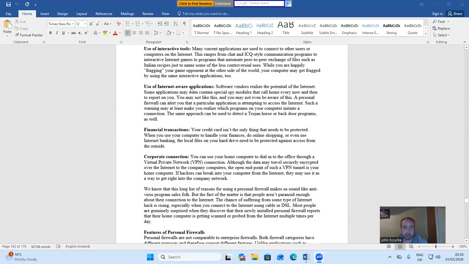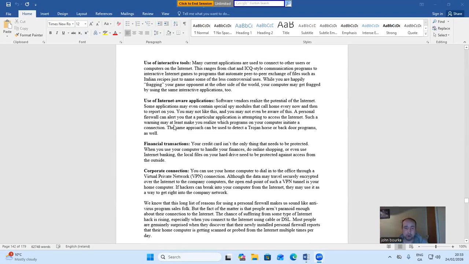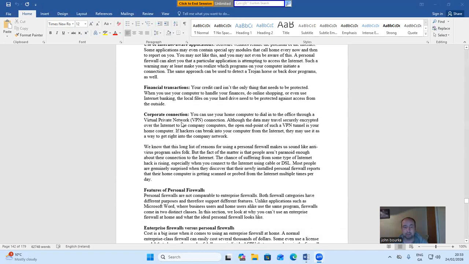Use of internet-aware applications. Software vendors realize the potential of the internet. Some applications may even contain special spy modules that call home every now and then to report on you. You may not like this and you may not even be aware of this. A personal firewall can alert you that a particular application is attempting to access the internet, which may at least make you realize which programs on your computer initiate a connection. The same approach can be used to detect a Trojan horse or backdoor programs as well.